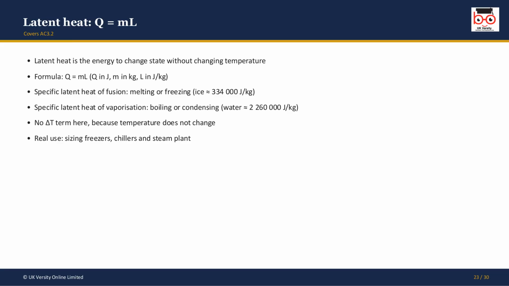So let's meet latent heat properly. Latent heat is the energy needed to change a substance's state without changing its temperature, and we calculate it with Q equals mL, where L is the specific latent heat in joules per kilogram. There are two kinds: the latent heat of fusion, for melting or freezing, about 334,000 joules per kilogram for ice, and the latent heat of vaporization, for boiling or condensing, a much larger 2,260,000 joules per kilogram for water. Notice there's no delta T term, because the temperature simply doesn't change. It's what you need for sizing freezers, chillers, and steam plant.